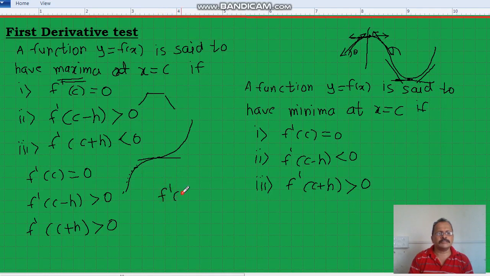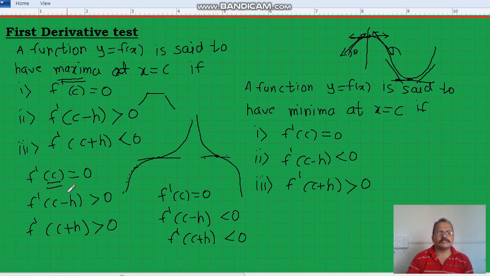f'(c) is equal to 0. f'(c minus h) is negative, and f'(c plus h) is also negative. The graph can be something like this. That is, at this point of inflection, towards left or towards right, both sides the function is decreasing. Then this point is a point of inflection.